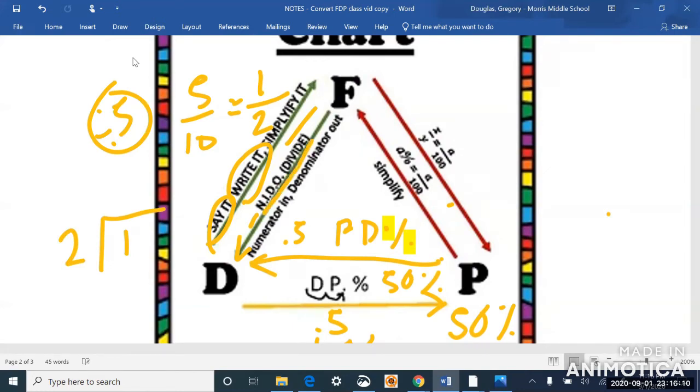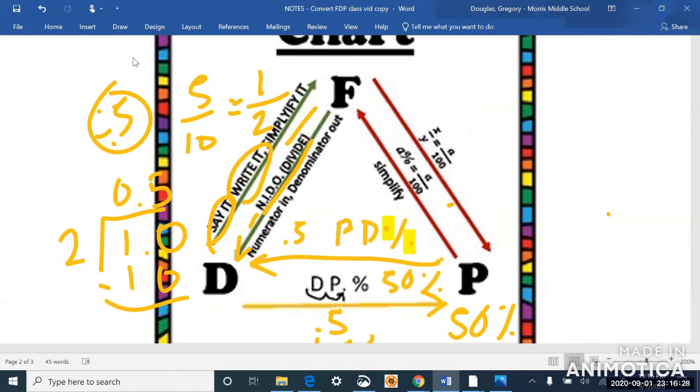NIDO, divide. Okay, so if I divide that, it goes 0 times. Drop a decimal there. So there's a 0. 2 goes into 10 5 times equally. Okay, so it becomes 0.5. All right. The other side's a little different.